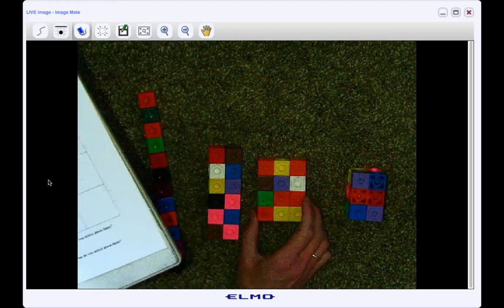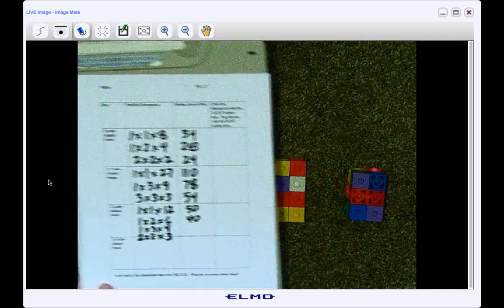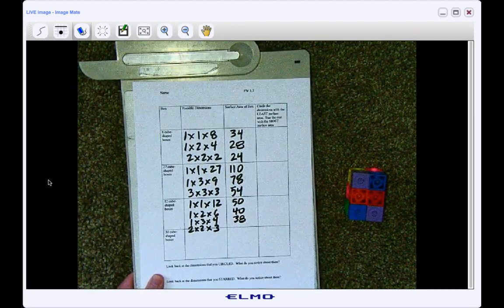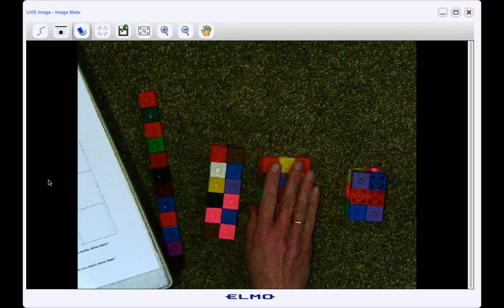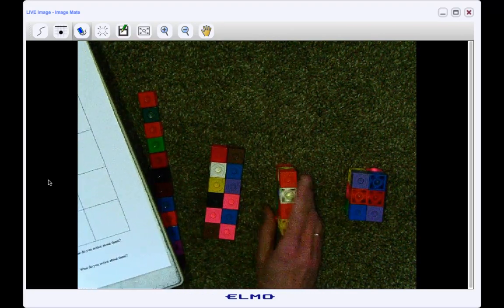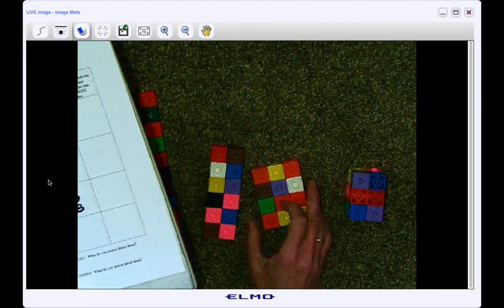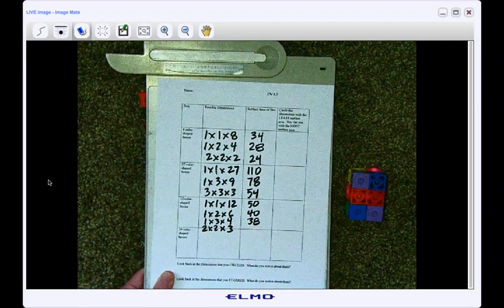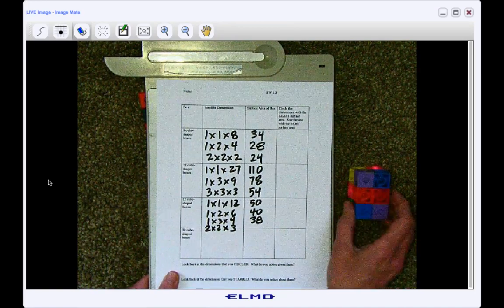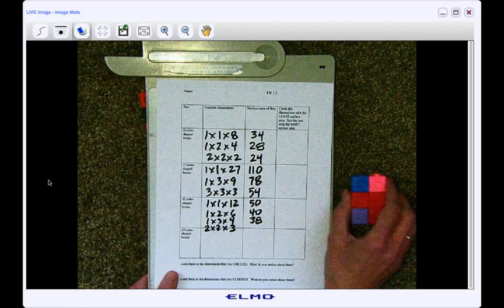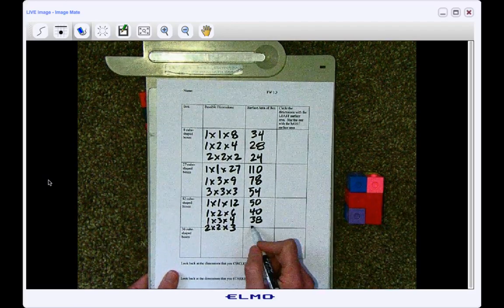Okay, did you get a 38 for this one? Okay, you've got 12, 12, 4, 4, 3, 3. And then how about the 2 by 2 by 3? Did you get 6, 6, 6, 6, 4, and 4? Okay, so it should have been 32.